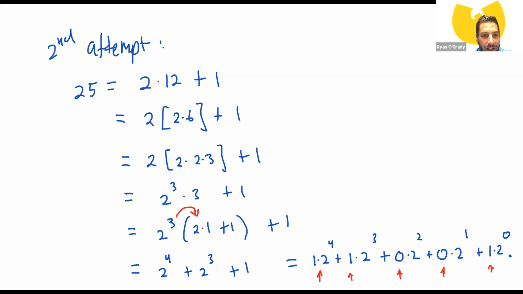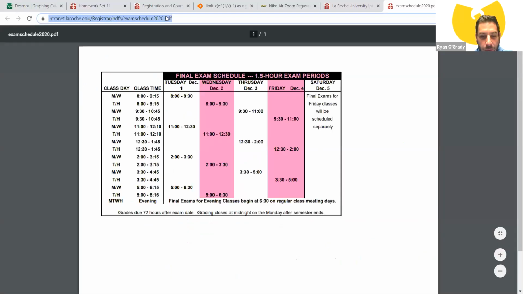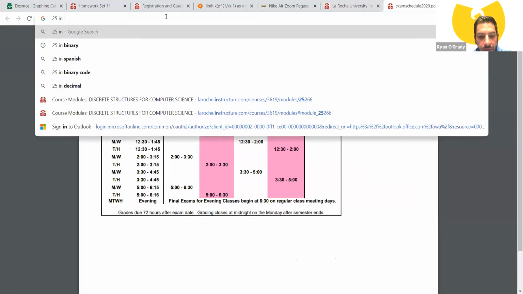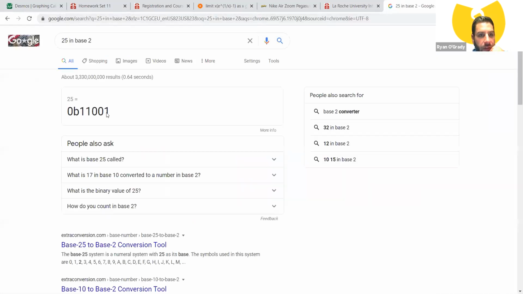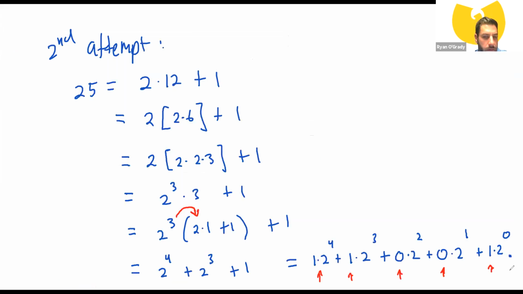And of course, probably the most efficient way is to go to the internet and tell the Google machine 25 in base 2, and it's going to spit out 11001. But you should understand how to do this. If I ask you this on the homework, I am not asking for you just to tell me the answer. That proves nothing. You're good at Google search? I want to know how you did it. So keep that in mind. All right, any questions?